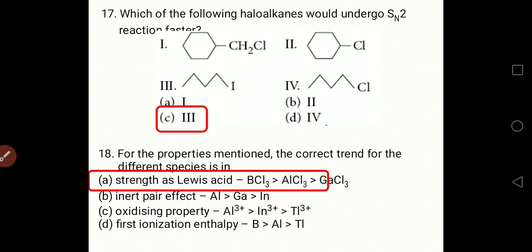Oxidizing property, Al3+ is more, but it is wrong. Tl3+ is more. First ionization enthalpy, remember, boron more than thallium, then aluminum. Aluminum is having the least, not the second one. So hence the answer is A.